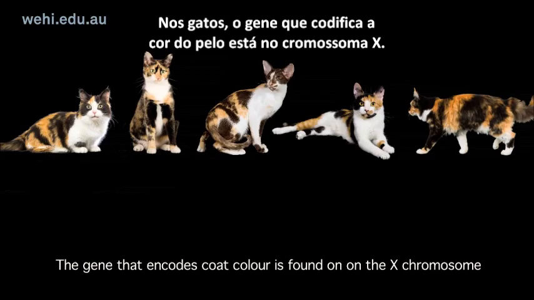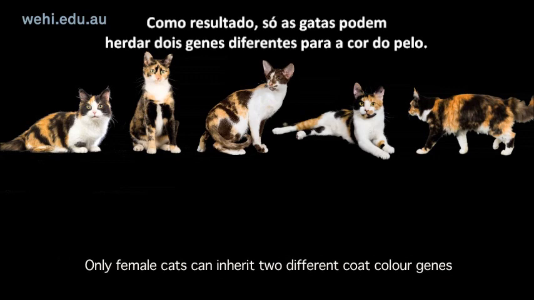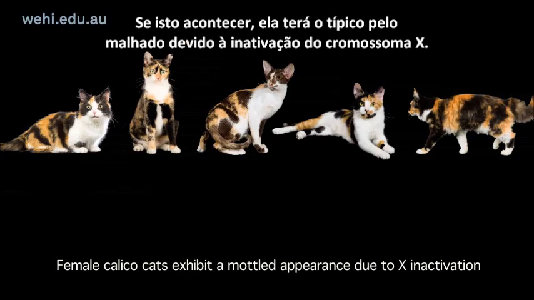In cats, the gene that encodes coat color is found on the X chromosome. As a result, only female cats can inherit two different coat color genes. If this happens, she will exhibit that characteristic tortoiseshell coat because of X inactivation.